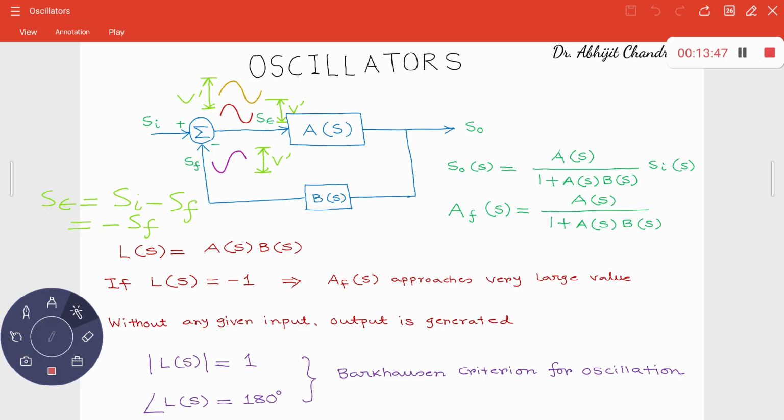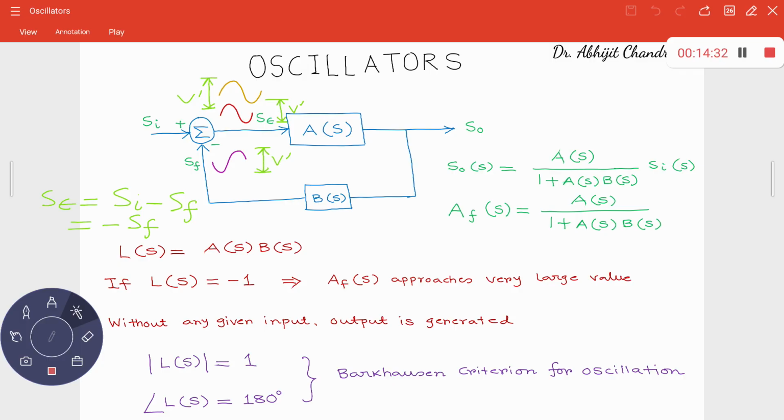Since we have this behavior without the presence of any explicit input, this kind of circuit in electronics is known as an oscillator circuit. Without applying any external input signal, even if S_I is equal to 0, you can have some sustained output at S_O, with a given frequency and given magnitude. Now, if you have a single frequency for which this condition holds good, what kind of wave shape do we expect at the output?